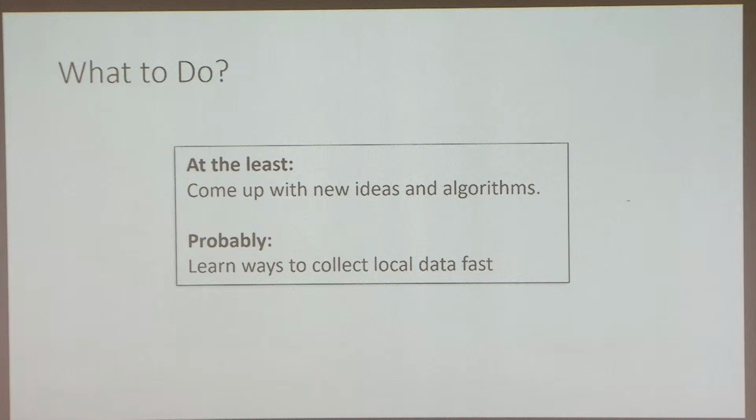I said before that if we do linear total space, at least we need to think a bit differently. So we should come up with some new algorithmic ideas. And I guess we at least should learn different ways to locally collect data fast, not just closing eyes, but doing something a bit smarter.